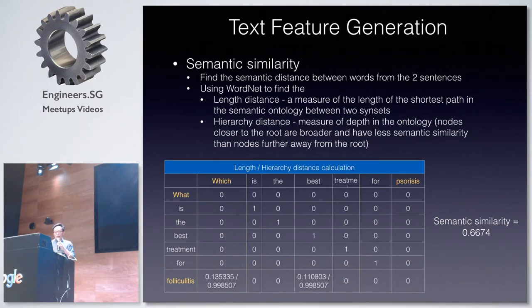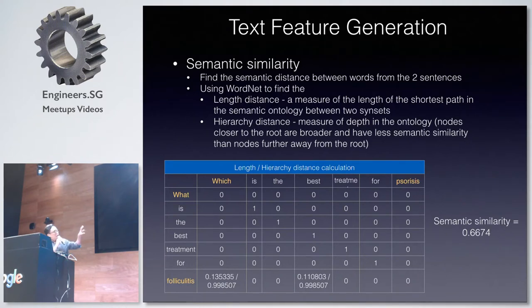So what it means is that we compare two sentences together, for every single pair, every one of them, and we do that semantic similarity lookup, the length distance and hierarchy distance. Now you can see there are a lot of zeros there because WordNet doesn't capture a lot of the conjunctions, for example, so it gets zero. But some other words like what and best, there are synsets for those, so you can get the similarities.